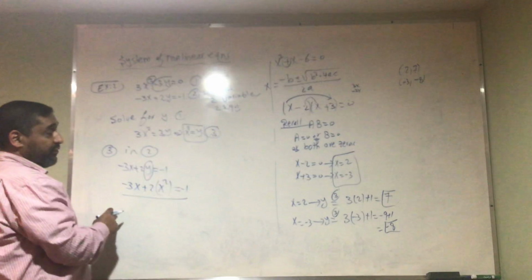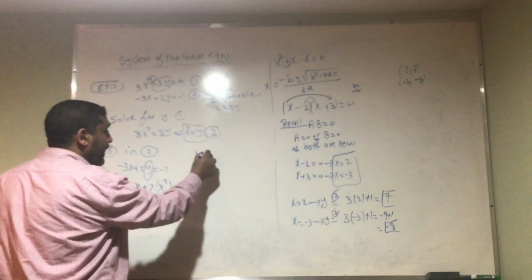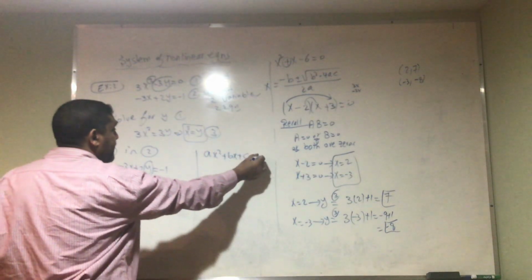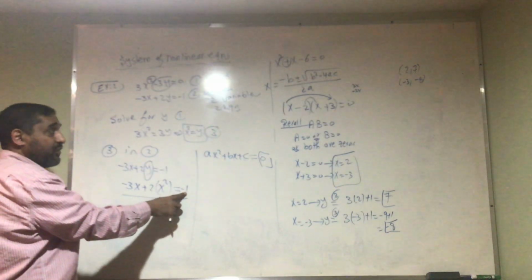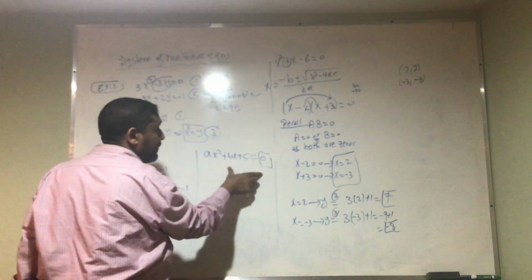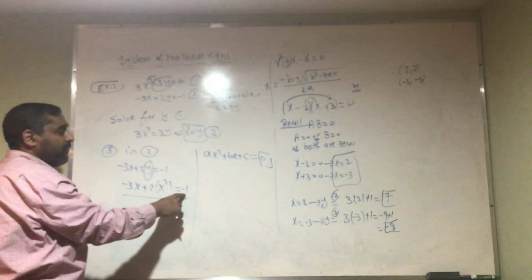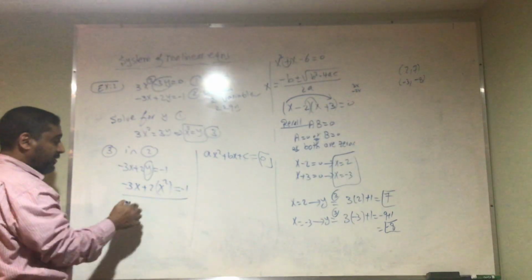It's a quadratic equation. But remember, your quadratic equation must have the form ax squared plus bx plus c equals 0. You must have 0 here, but here you don't have 0. So in order to use the quadratic formula, you must have this form: ax squared plus bx plus c equals 0. But here you have negative 1, which means I have to make that 0. Take negative 1 to the right. So what do you have here?